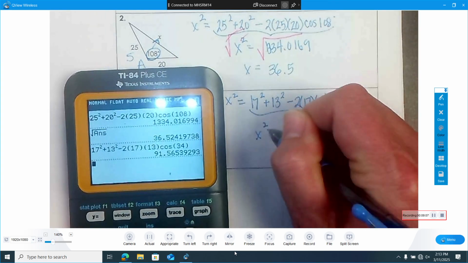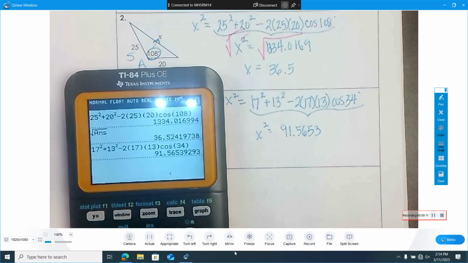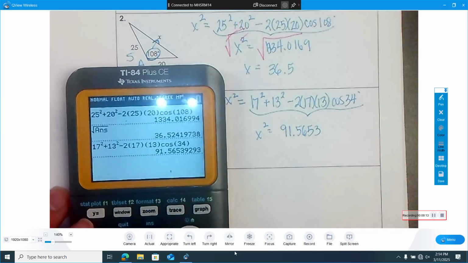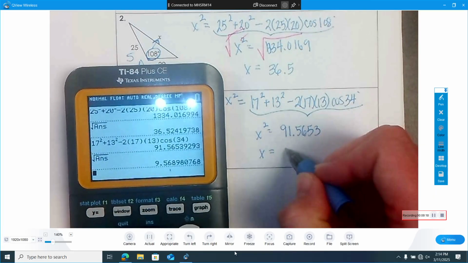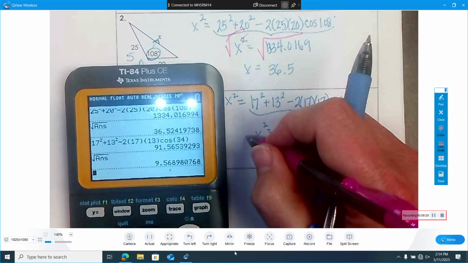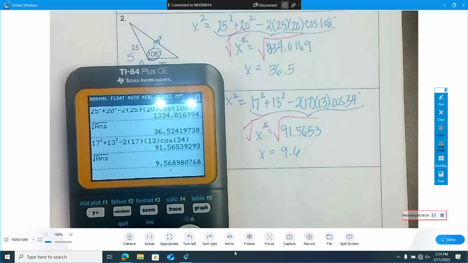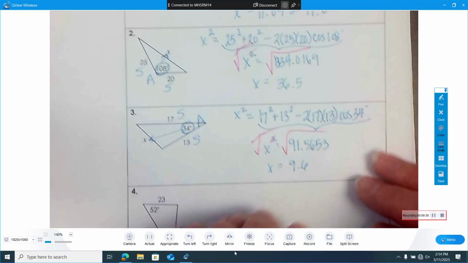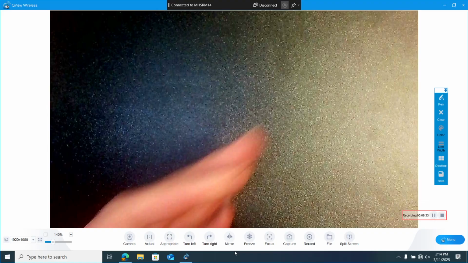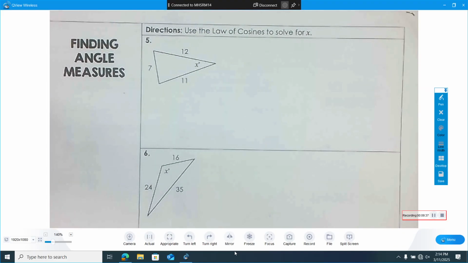So we get x squared equals 91.5653. And then what do we need to do? Square root the answer. So x equals 9.6. Beautiful. All right, any questions on those? Okay. So now that you've got that pattern figured out, let's figure out how to find the angle measures. The nice thing is the setup is exactly the same.